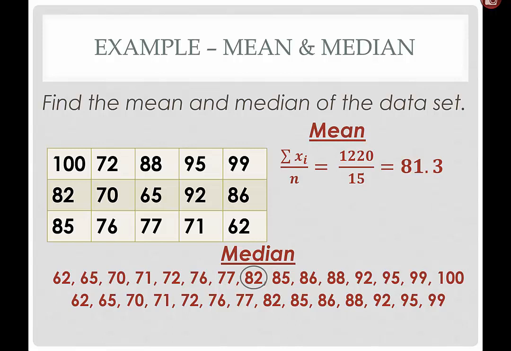So we have 77 and 82 are the two values in the middle. You can see that there are 6 to the left and 6 to the right. And then we're going to add them and divide by 2, and so we get 79.5. So that's how you would find the median if you have an even number of data values.